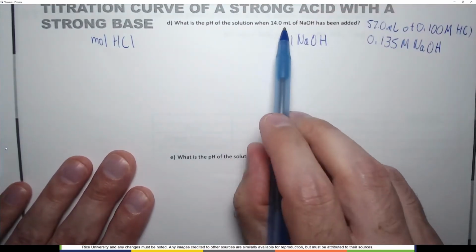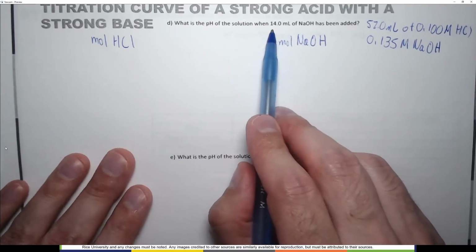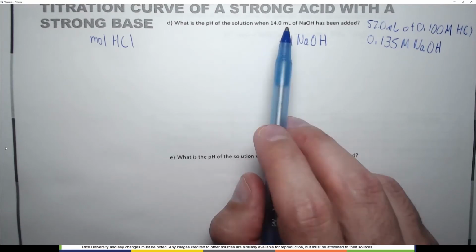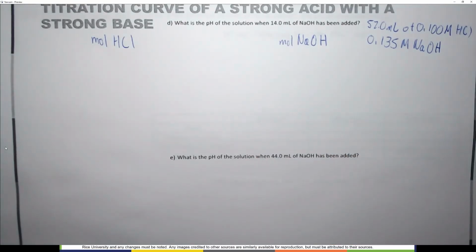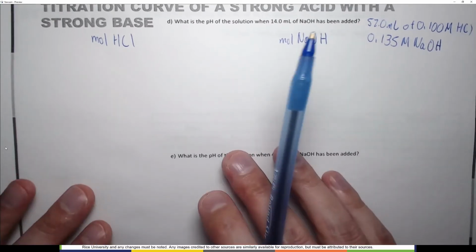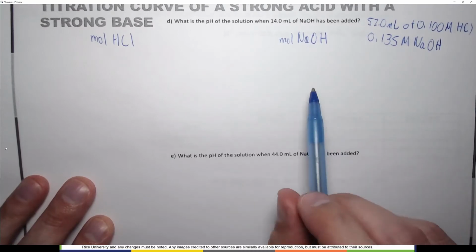Now, I can be sure that the pH is going to be less than 7. Why? Because we just calculated 2 seconds ago that it takes, what was it? 38.5 milliliters of NaOH to make the pH be 7. So I know I'm going to be less than 7, but let's see exactly what it is.